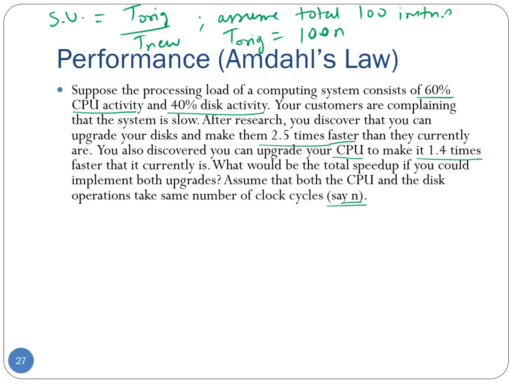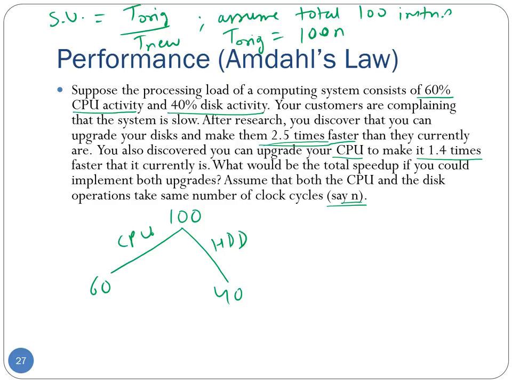Now let's see what we can do to this time if we were to employ our optimization. So let's say we have these 100 instructions. Out of this, the question says 60% is CPU, so these are 60 CPU instructions, and 40 instructions are your hard disk instructions. The question says that we can upgrade the disk to make it 2.5 times faster.